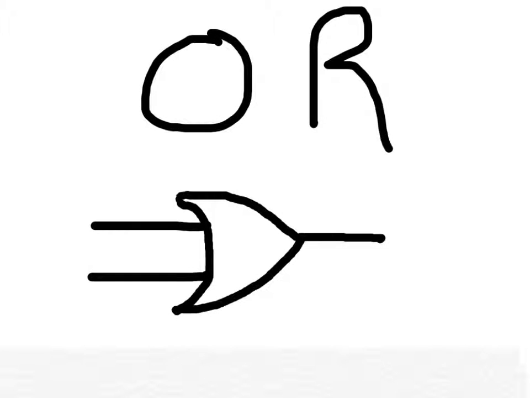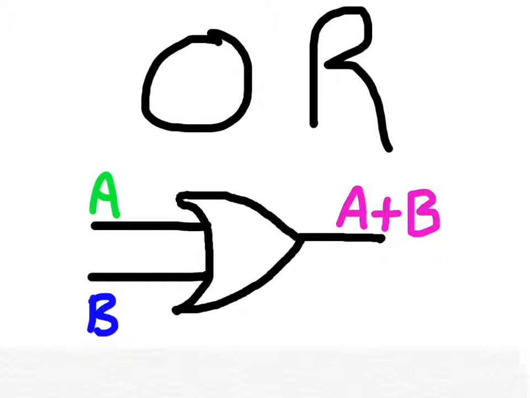Here's the symbol for an OR gate. Notice that it's not a triangle and the sides are all curved. The OR gate has two inputs. One we'll call A and the other we'll call B. The OR gate then outputs what we're going to call A or B. And for our digital logic, the plus sign is going to indicate OR.